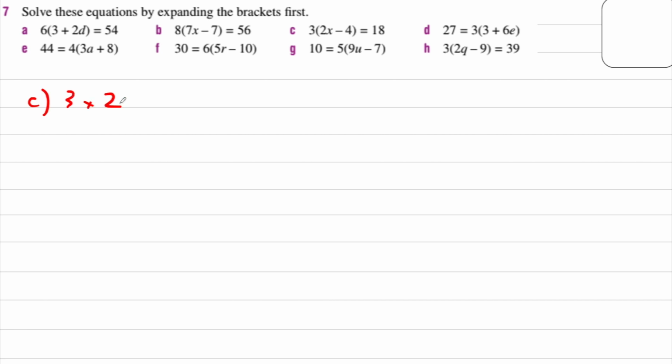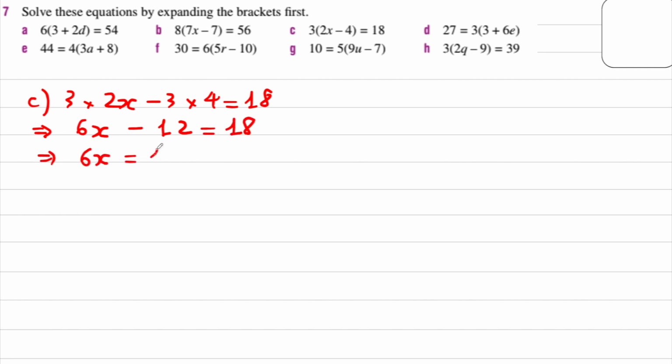3 multiply 2h minus 3 times 4 equal to 18. And for here, 6h minus 12 equal to 18. And 6h here, 18 here, plus 12. So 6h equal to 30. And then h equal to 30 divided by 6 equal to 5.